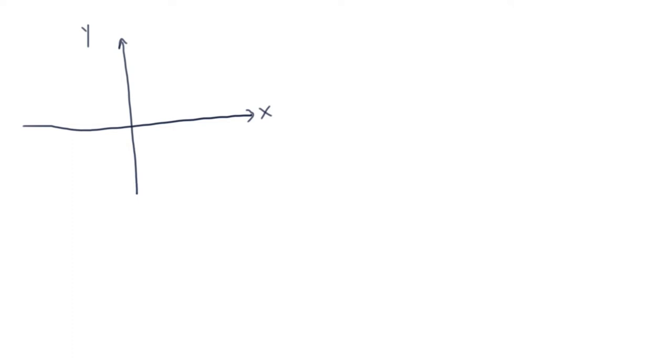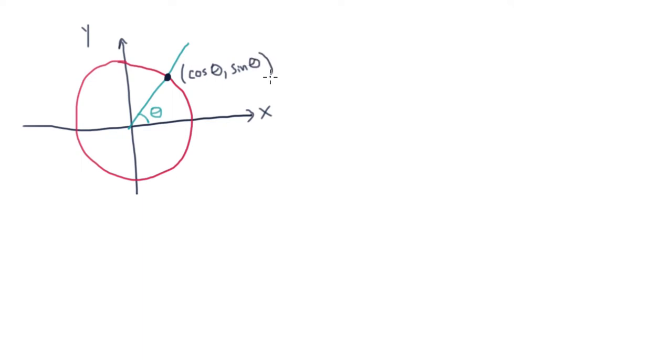So if we have the unit circle, I'll do my best to draw a circle here. And we take a ray making an angle theta with the positive x-axis. Then the x and y coordinates of the intersection point with the unit circle, we define to be cosine theta as the x-coordinate and sine theta as the y-coordinate.